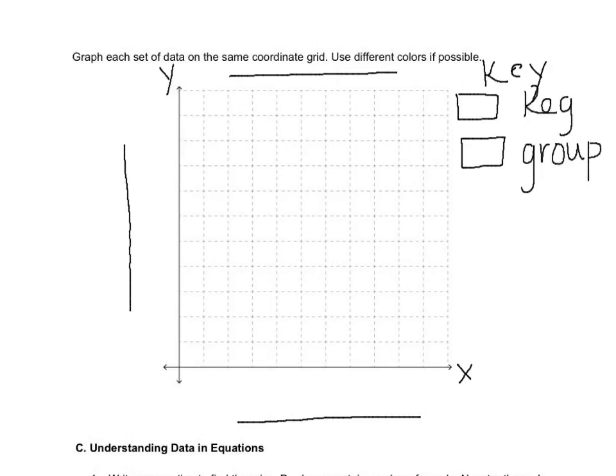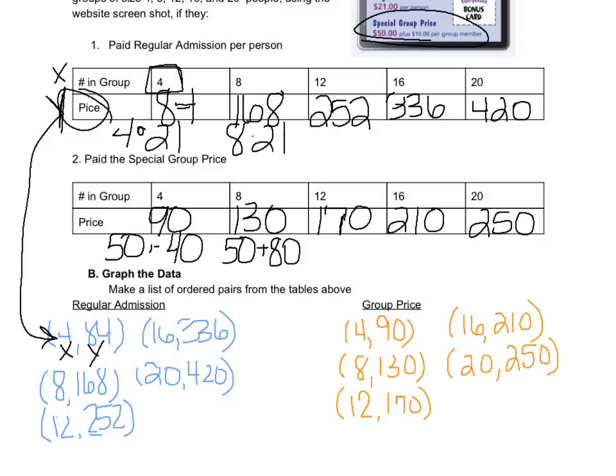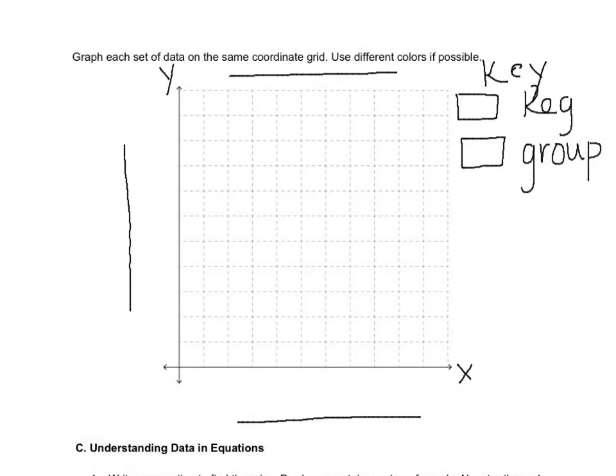And I need to flip back, so I need to double check my colors. Okay, blue and orange. So my regular is going to be blue. I'm just going to add a little blue there. And my group price then is orange. So those are going to be the 2 colors that I choose when I graph.